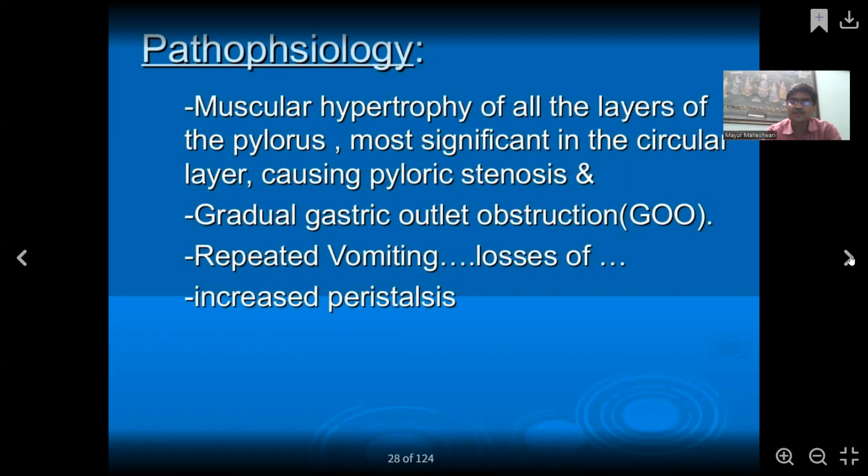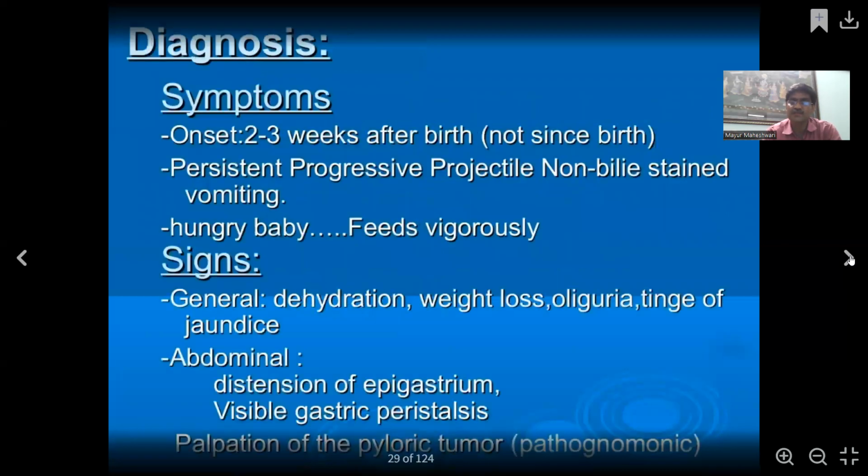The pathophysiology is muscular hypertrophy of all the layers of the pylorus, most significant in the circular layers, causing pyloric stenosis, and there is gradual gastric outlet obstruction. The patient presents with repeated vomiting, then there is a loss of weight, there is increased peristalsis.